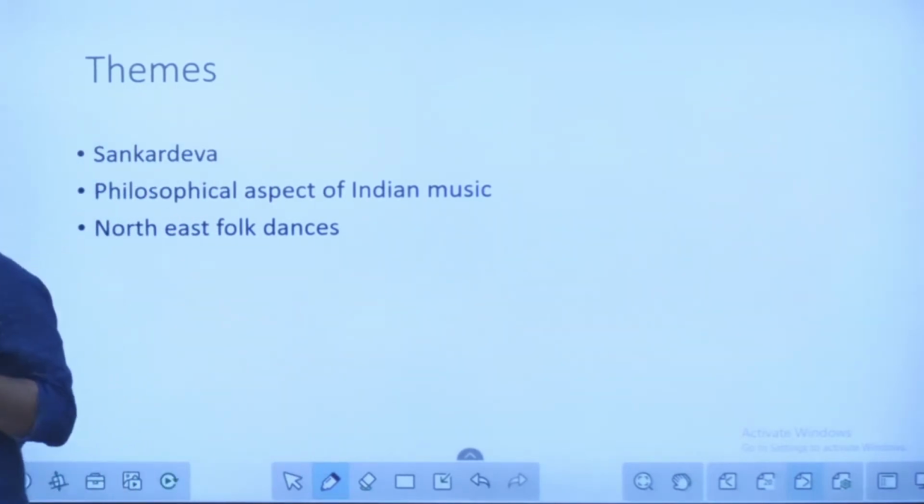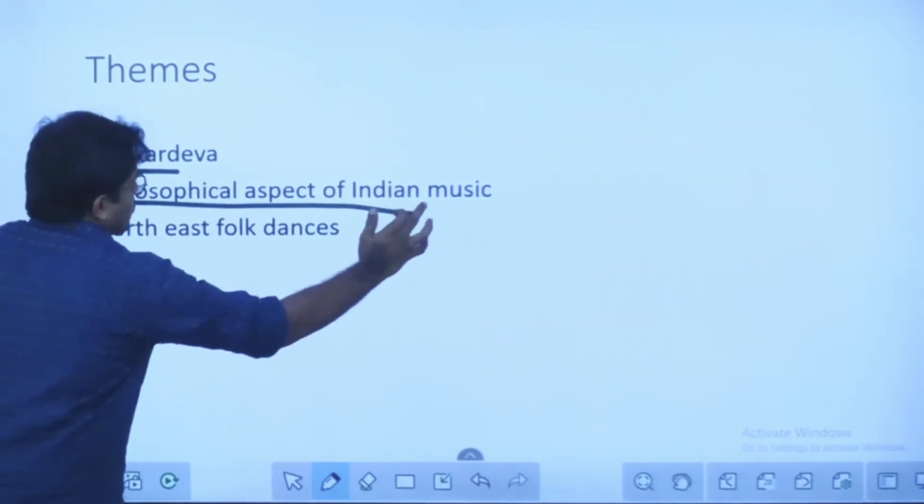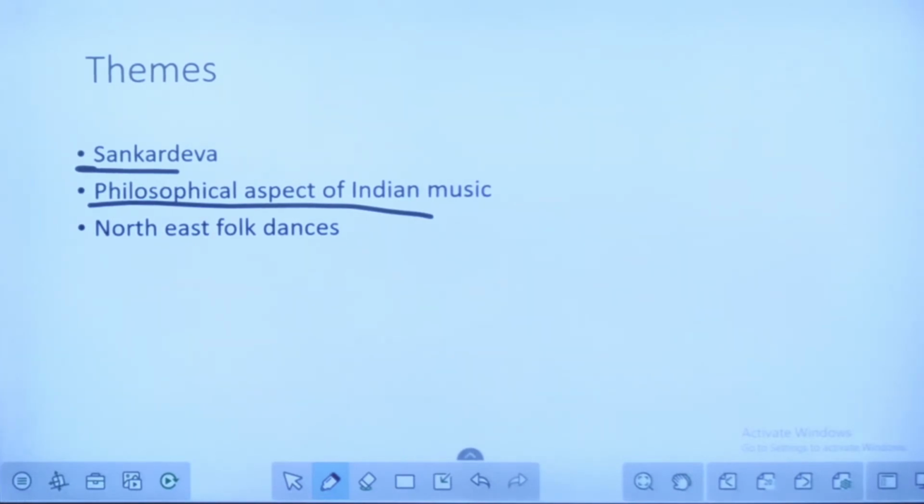And the themes that you need to concentrate upon: one is Shankar Deva, very, very important. You need to focus upon him. Then the philosophical aspect of Indian music, please refer to the synopsis which has been given in the last test too. Then after that, you need to focus upon a few of the features of Northeast folk dances. For one state, remember just one dance format. It can possibly be asked as a question. Each state, one dance format, plus a Northeast map, you will get a very, very good answer for this question. So this is a little important.